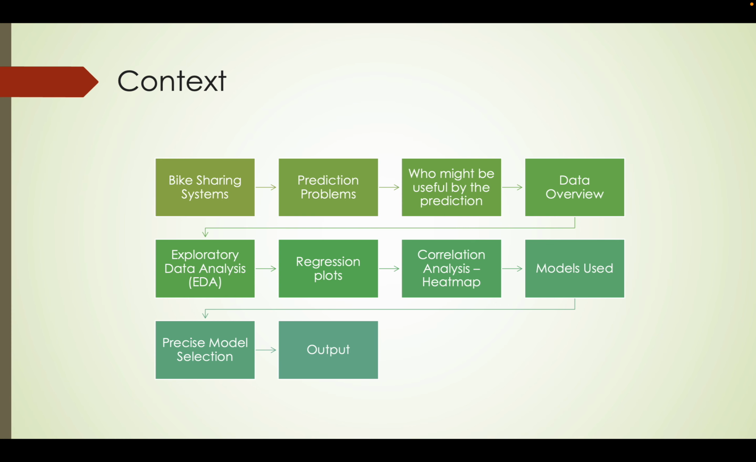We are going to start with the bike sharing system and the prediction problem, and later continue with who this model is useful for, the data overview, and exploratory data analysis. What are the factors affecting bike sharing systems, and we are going to plot some graphs, and there we can see the heat map of which factors bike sharing mostly depends on. And also we are going to discuss the models which we used, and the precise model which we selected that gave the best output.